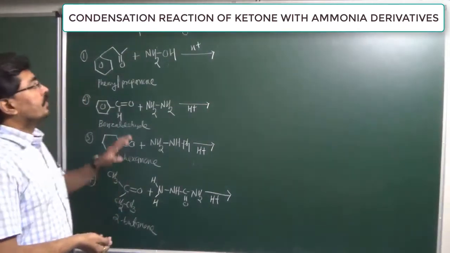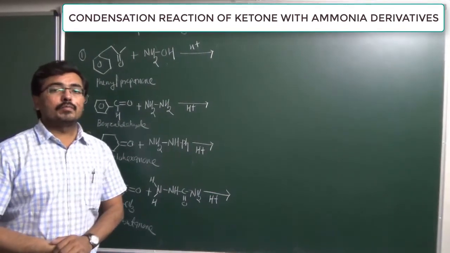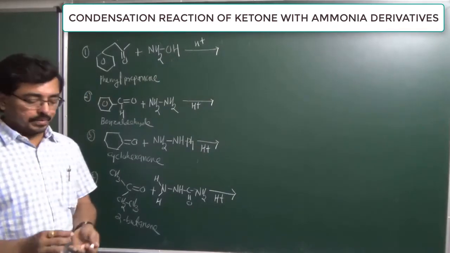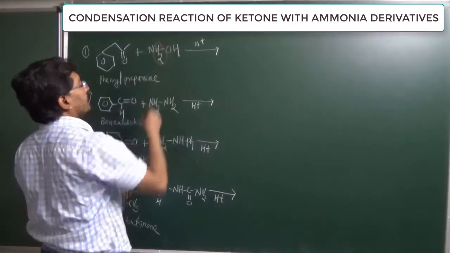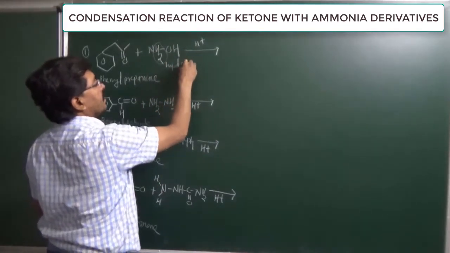Now, condensation reaction of cyclic aldehyde and ketone with different ammonia derivatives. The first structure is phenyl propanone. Condensation reaction occurs with hydroxylamine. The name of this structure, NH2OH, is hydroxylamine.